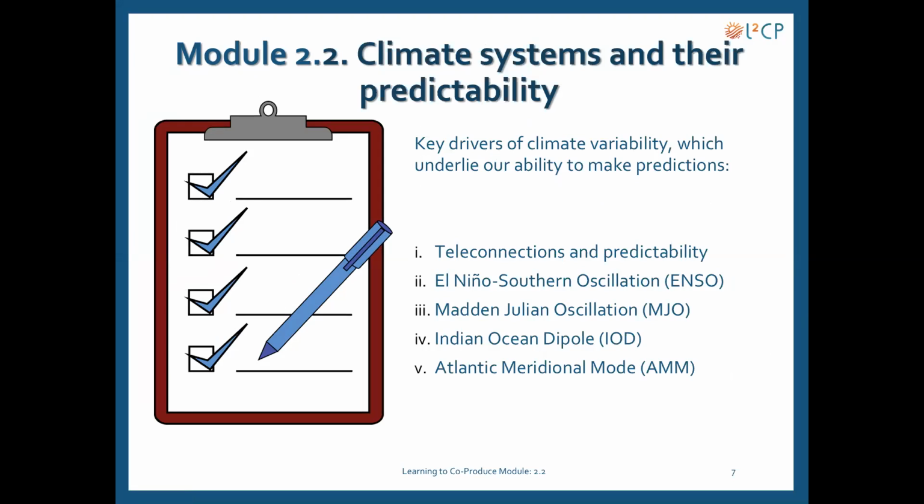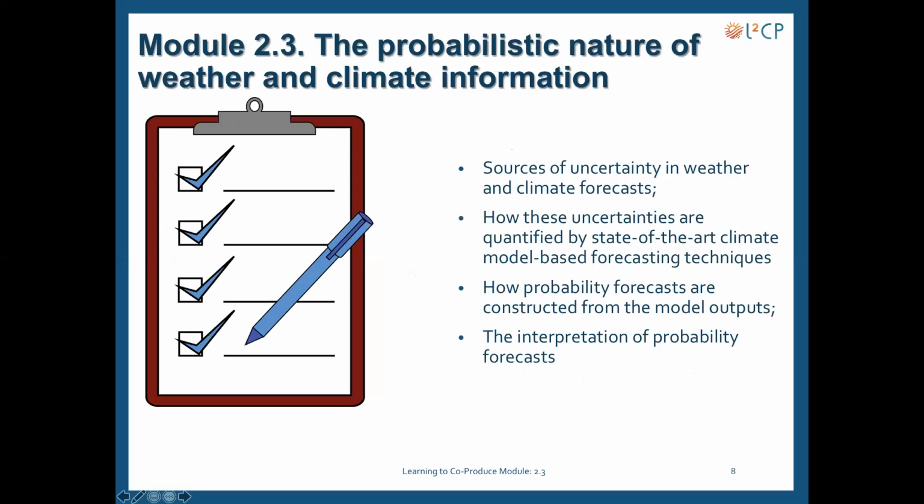And then in 2.2, we went further and developed the climate system and its predictabilities. What are the drivers? What makes the climate work? Why does the climate behave in such a way that is predictable? That is because of the drivers of climate variability. And then we look at teleconnections and predictability, how things are related together. And the best teleconnection that we know is El Nino and the Southern Oscillation. I know everybody knows ENSO, La Nina, the MJO, Madden-Julian Oscillation, the IOD, and the Atlantic Meridional Mode.